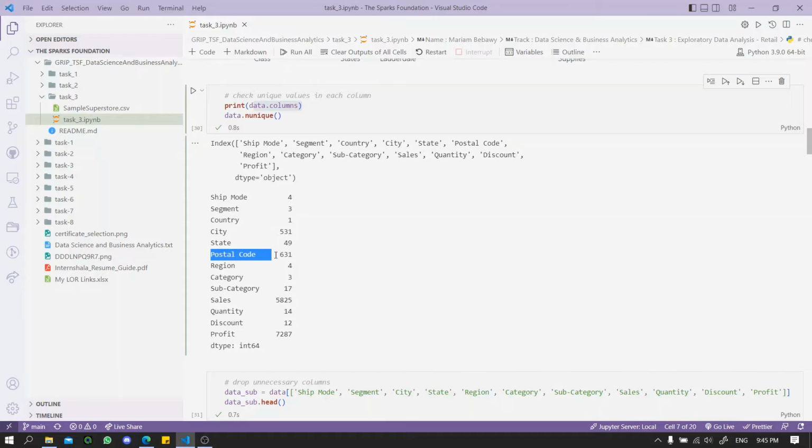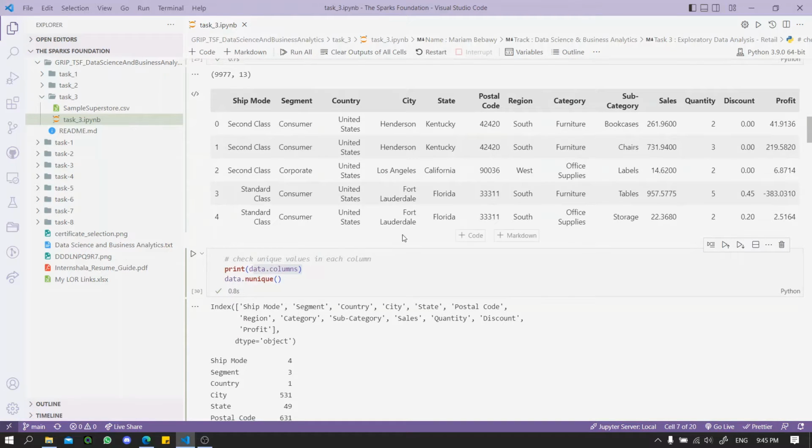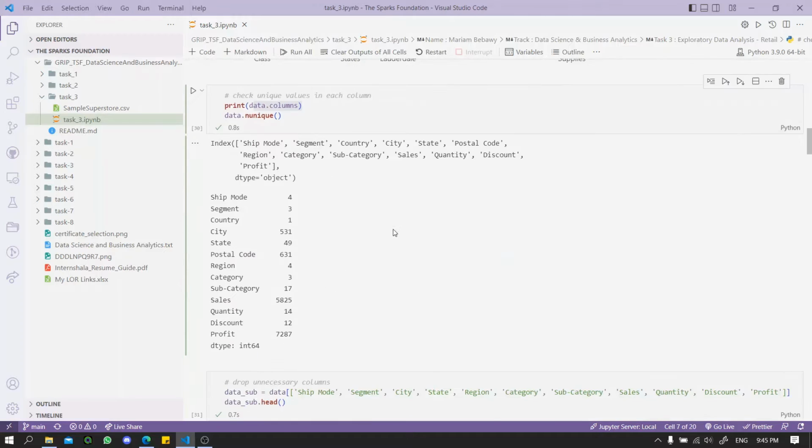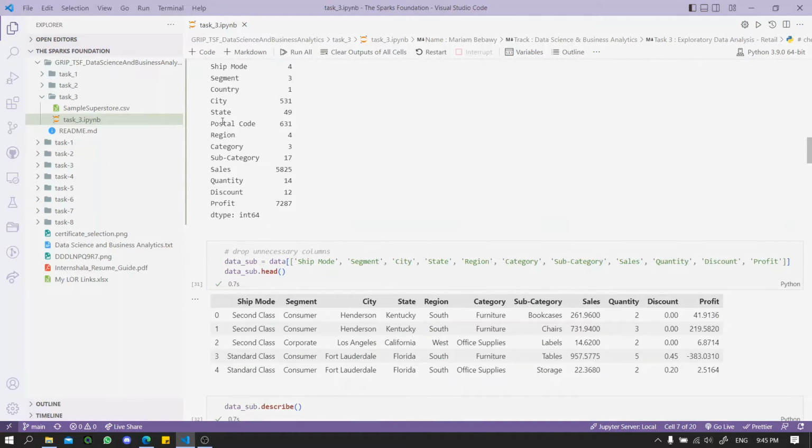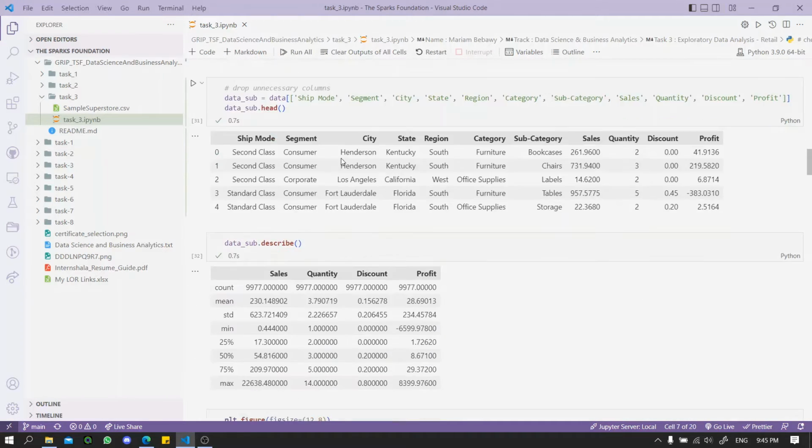We can also drop the postal code because it has too many unique values for our liking, and we can really use region, state, and city instead of the postal code. It will just mess with our numerical values. So that's what we do. We drop the country and the postal code columns.